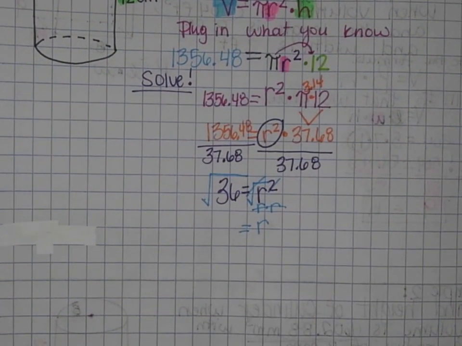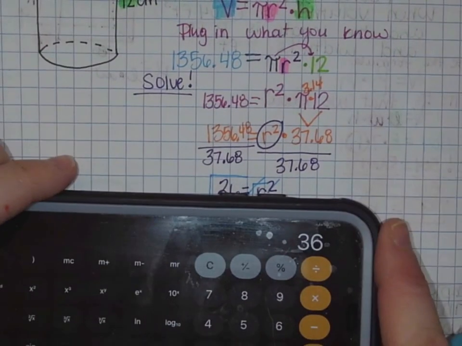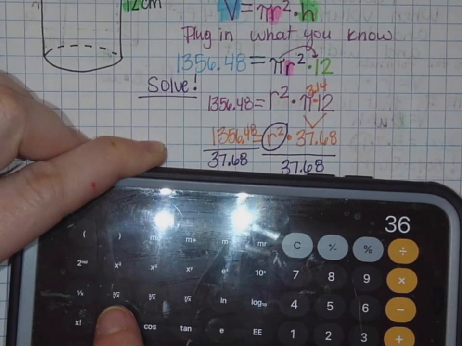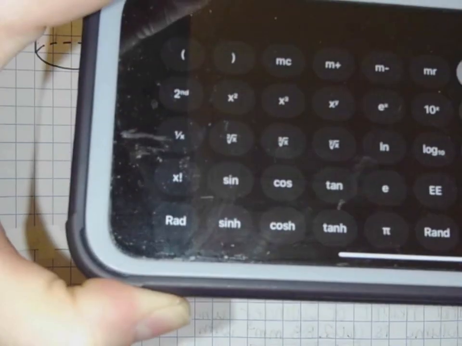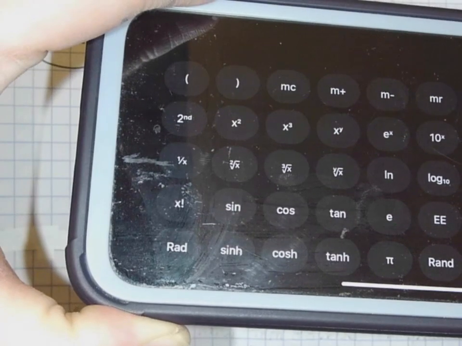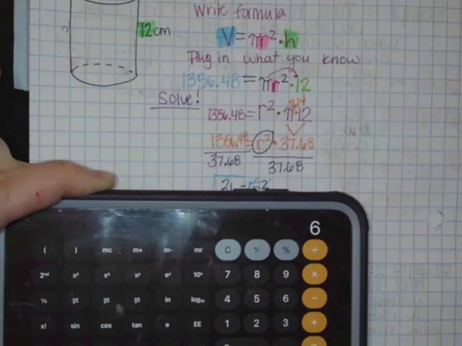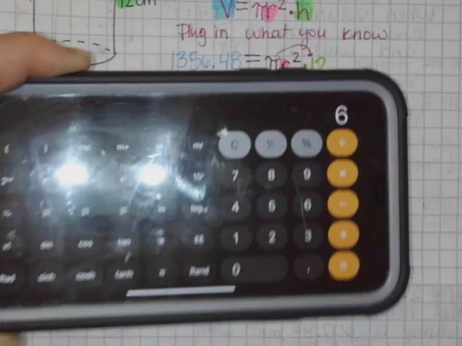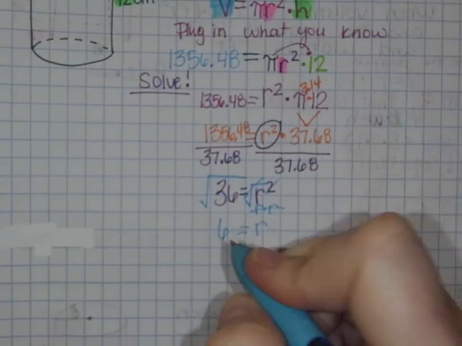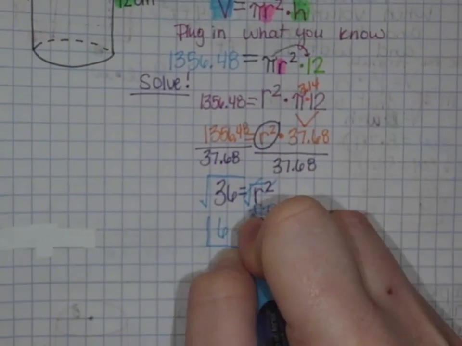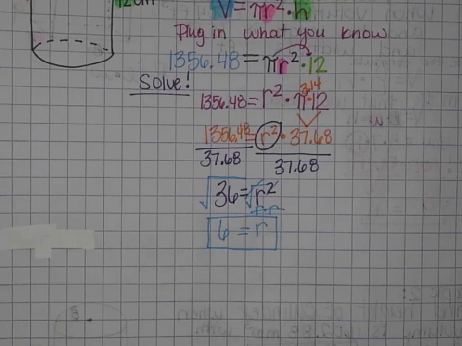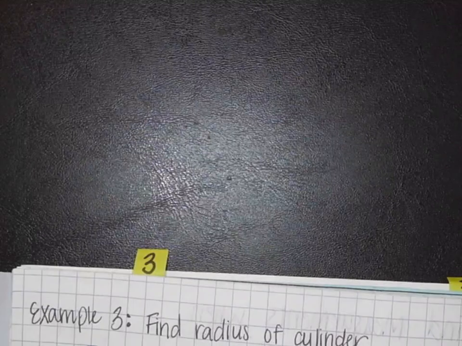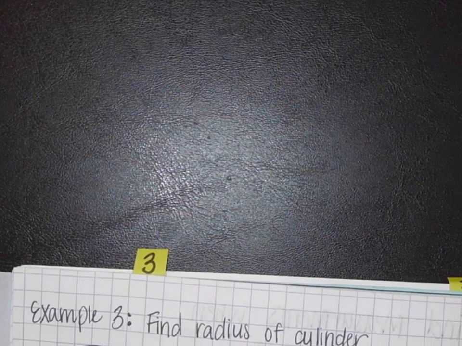So this 36. Then if you hit this square root button over here, notice, let me move it up just a little bit. So it would be that button right there. Oops, too far. So then the answer is 6. 6 times 6 is 36. So that would be our radius. Let me focus it again. There we go. So then our radius would be 6.